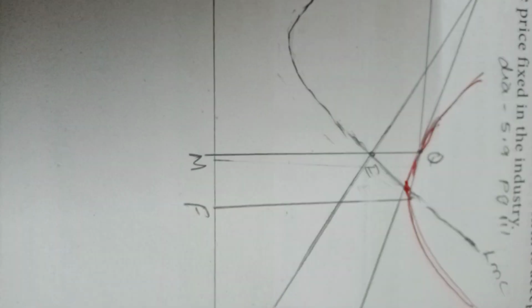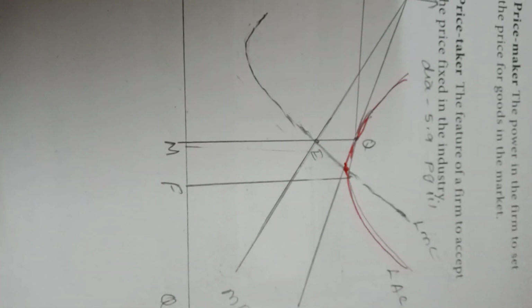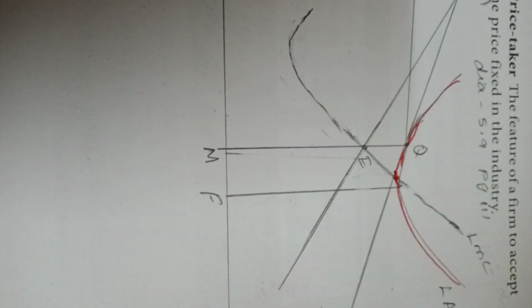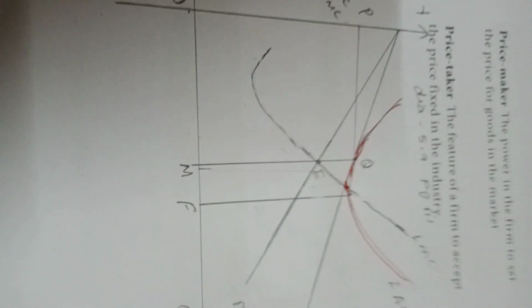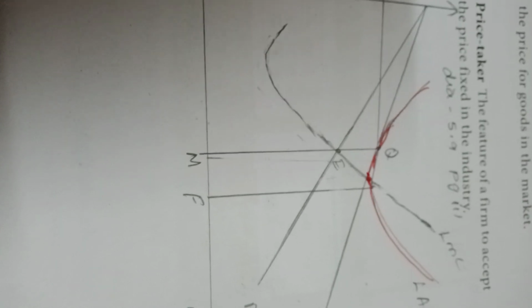In the long run, there will be more number of firms that enter into the industry. Few firms will exit the industry. As a result of that, the firms will enjoy only normal profits. The firms will enjoy how much? Only normal profits they will enjoy.